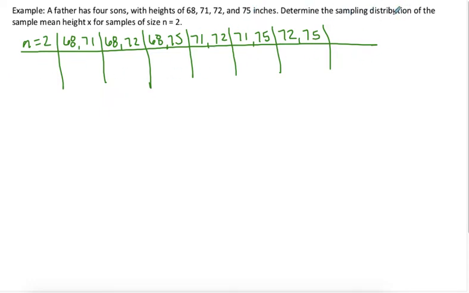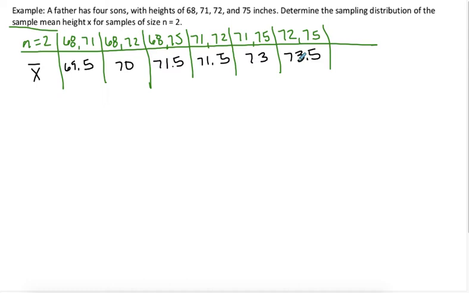It says determine the sampling distribution of the sample mean. So for each one of my samples, I want to find the average. So I'm going to add these together and divide by the 2 in my sample. 68 plus 71, I get 69.5. 68 plus 72 divided by 2. 68 plus 75 divided by 2. 71 plus 72 divided by 2. And keep going. All right.